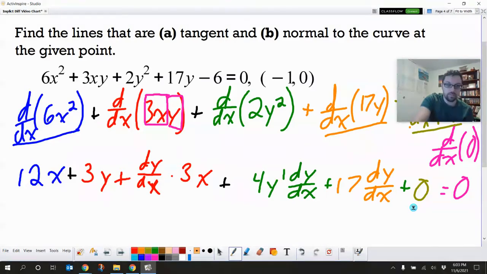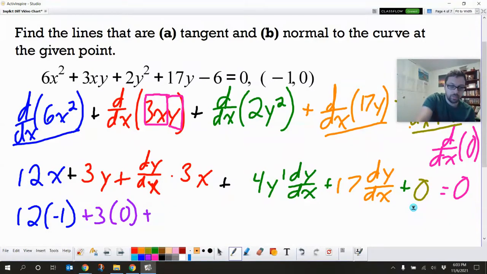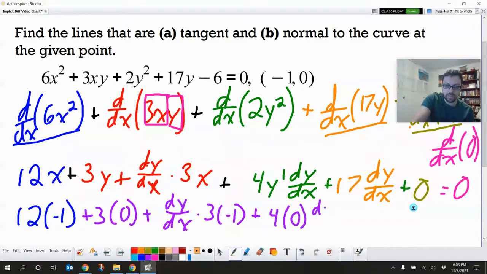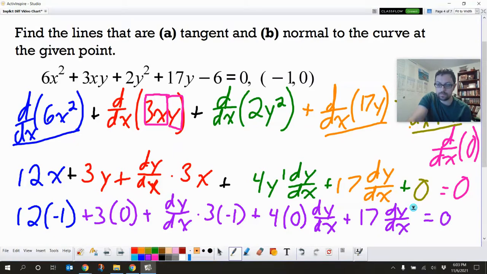So why clean it when I'm just going to put some constants in there? So we've got 12 times negative 1. I'm just going to do this all in purple. Plus 3 times our y value, which is 0, plus dy over dx. I don't know what that is, but that's what I want to find. Times 3 times my x value, which is negative 1, plus 4 times our y value, which is 0, dy dx. Again, I want to figure out what that is, but I don't know yet, because that's going to be the slope of our tangent line. 17 dy dx plus 0, so gone, equals 0.